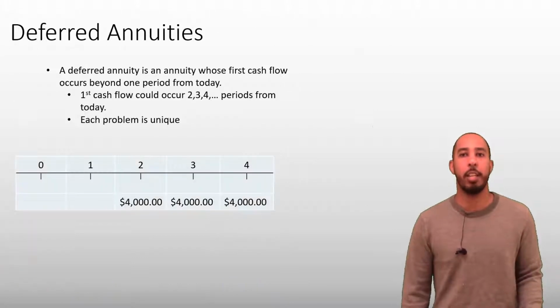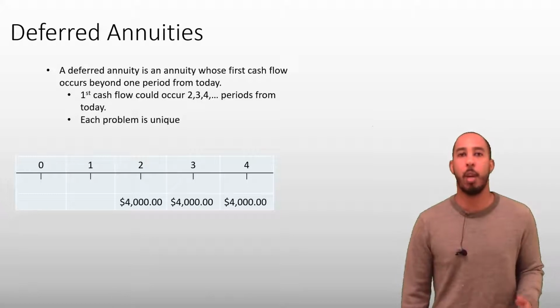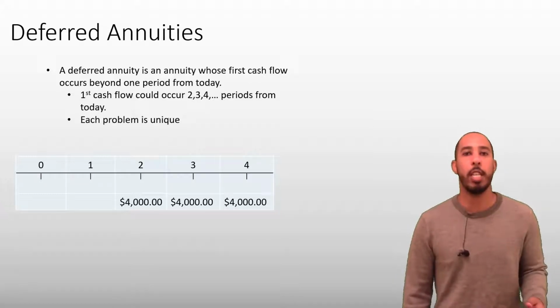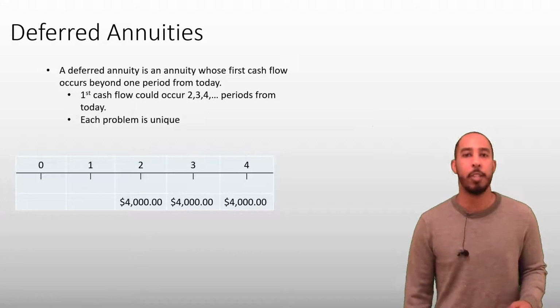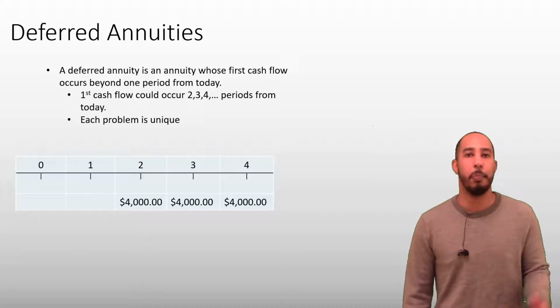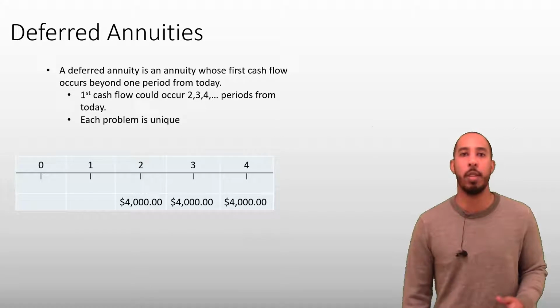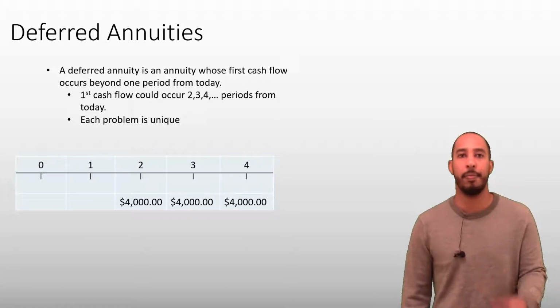The next type of special annuity I want to go over is called a deferred annuity. The name kind of gives away what's going on with it. With a deferred annuity, we defer the first cash flow beyond 1 period from today. The first cash flow doesn't happen now, it doesn't happen 1 period from now, but any time further into the future. Because of this, every problem is unique. Some will start in year 10, while others start in year 20.